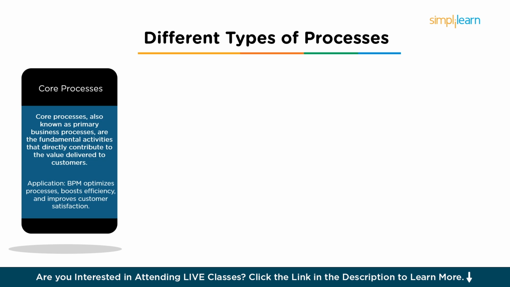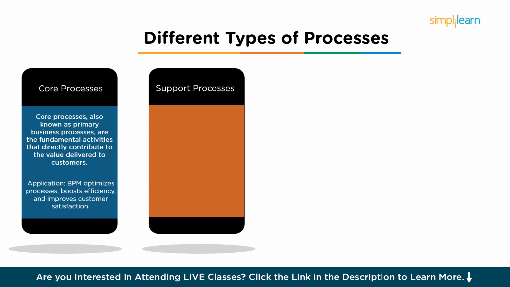Application in BPM. BPM is crucial for continuously optimizing core processes to improve efficiency and customer satisfaction. For example, by improving the product development process, a company can reduce the time to market for new products, enhance product quality, and increase customer satisfaction.